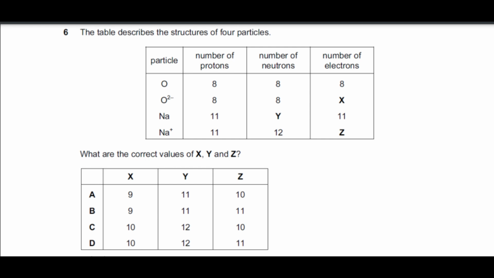The next question says the table describes the structure of 4 particles. It is given in the table. The 4 particles are oxygen atom, oxide ion, sodium atom and sodium ion. The question is, what are the values of X, Y and Z?